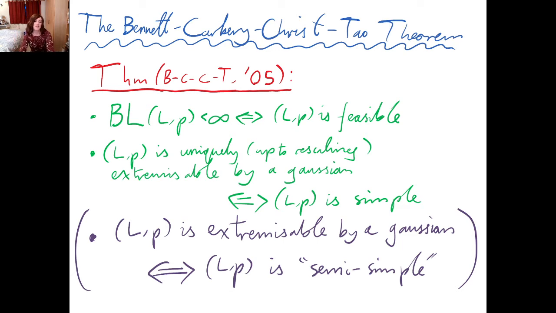And I think it's important because lots of the really important examples of Brascamp-Lieb inequalities, these being Hölder's inequality, Loomis-Whitney, Young's inequality, these are, well, Young's inequality, except in certain cases, is mostly semi-simple.